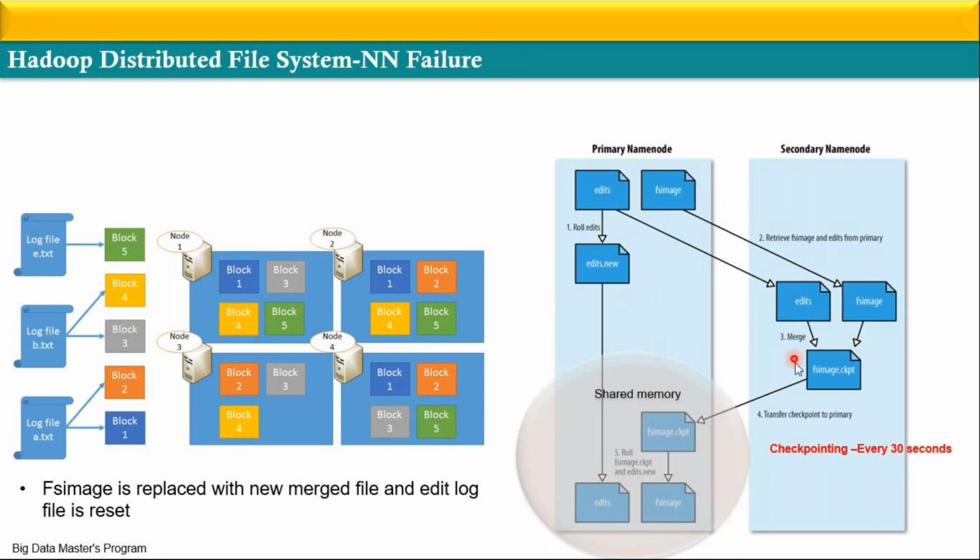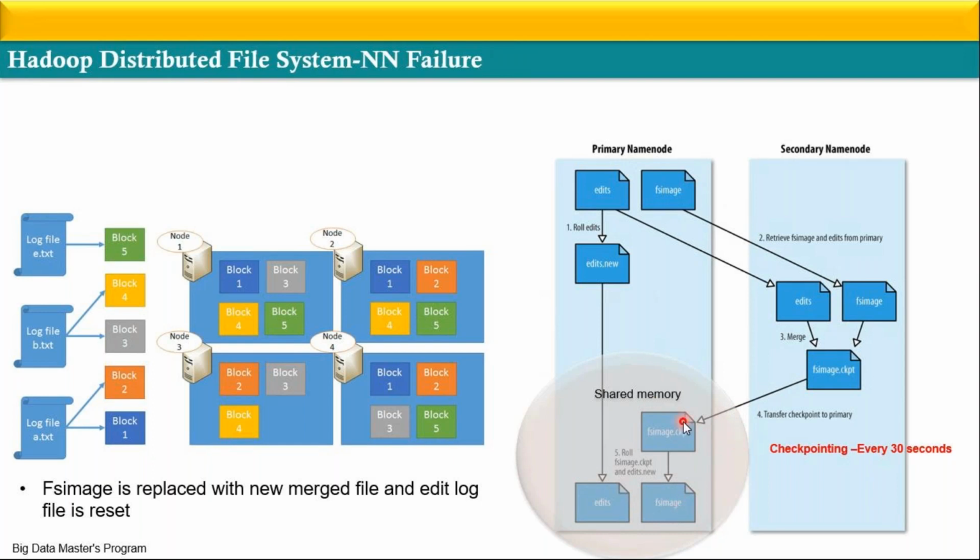Over here the merging will happen in the edit log and fs image file, and we will get the fs image ckpt checkpointing file. This checkpointing file will be moved to the shared memory, and we are having two copies of this fs image ckpt. We are having a copy of fs image ckpt and edit log inside the shared memory, and the edit log file will be given to shared memory directly. It will replace the previous one, and fs image ckpt is going to replace the fs image file inside the memory.